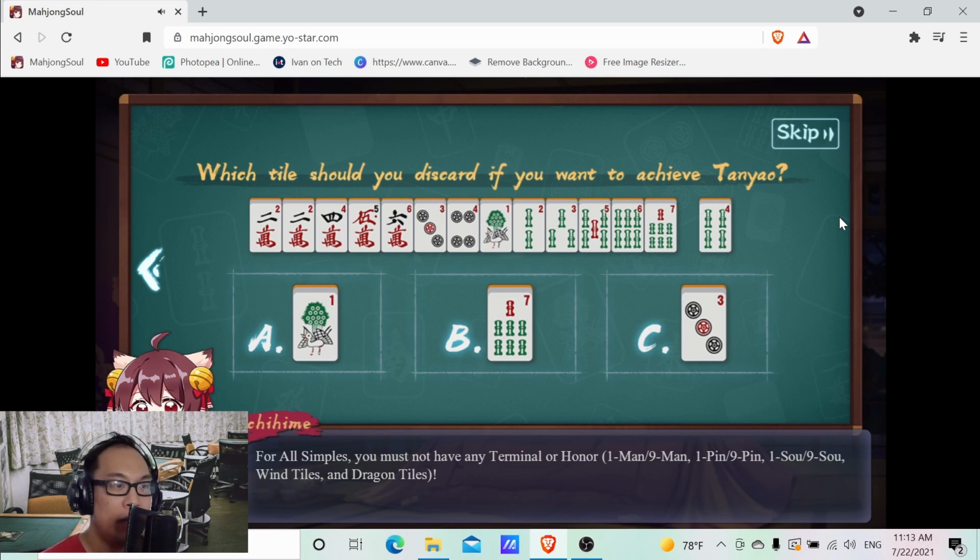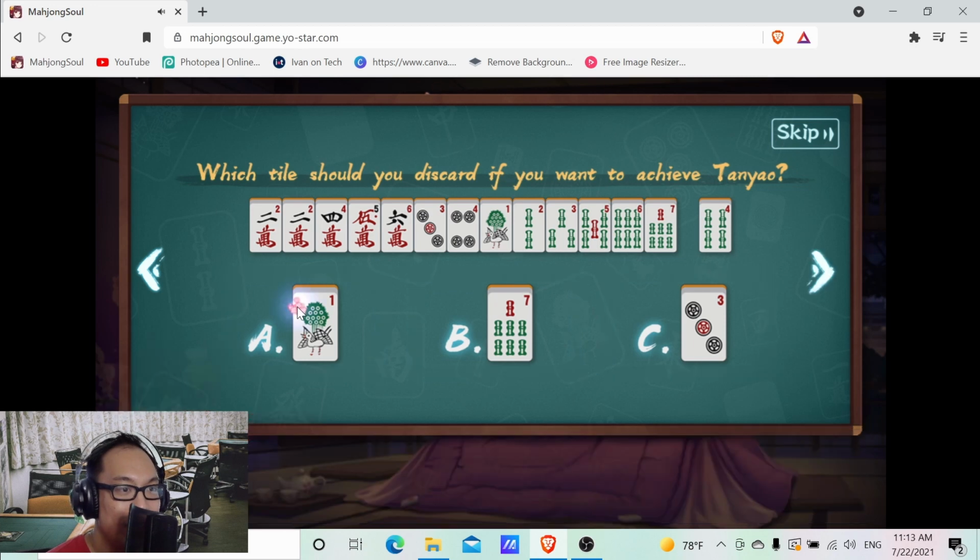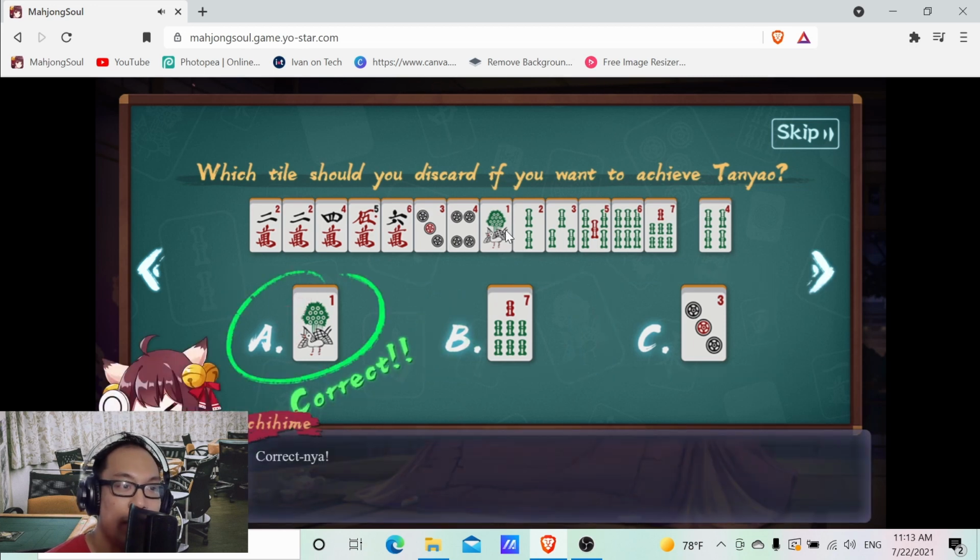So hopefully you guys have already guessed the answer. Tanyao is all simples, so that means we can't have any 1s or 9s or honor tiles in our hand. As I can see, we don't have any honor tiles and we don't have any 9s, but we have this one here. So I think you guys already know the answer. It's A. We have to get rid of the 1 of bamboo, but luckily we have a 4 of bamboo.